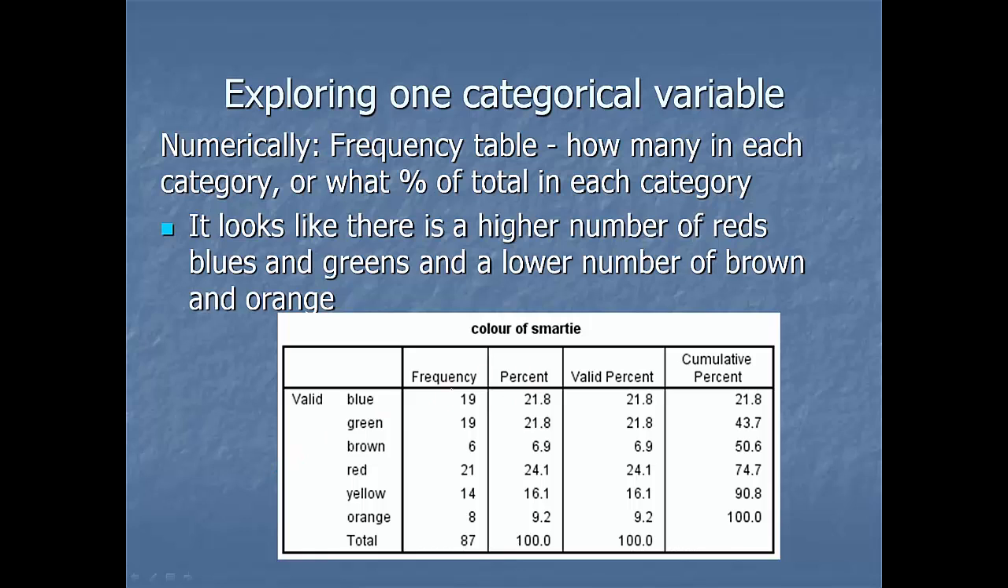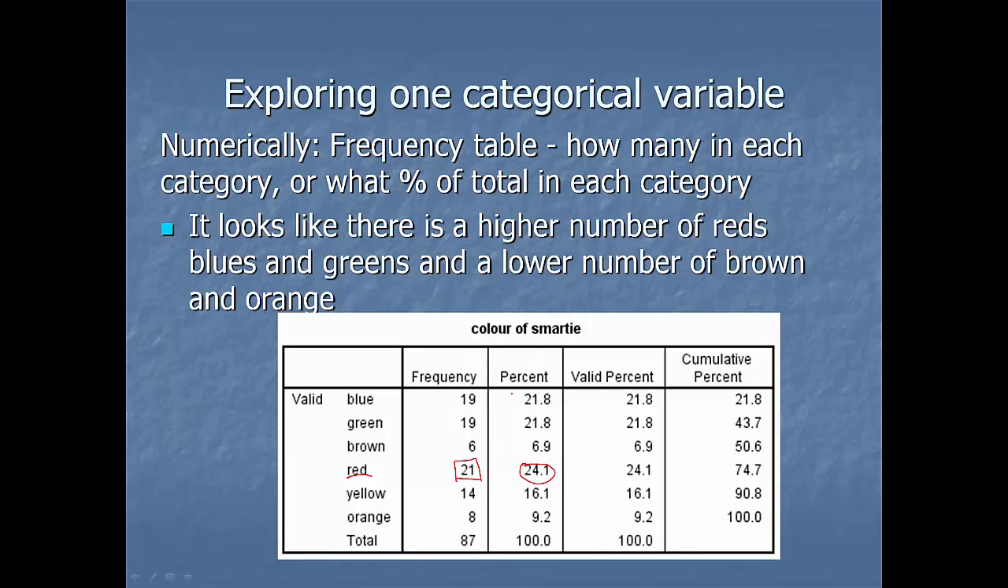So when we look at red ones, we can see there are 21 Smarties, which is the highest number of any of them. This is a total. It looks like there are more red Smarties, definitely more than there are brown. And that represents a percentage of 24% compared to 6.9. Definitely more red than brown. Red and green pretty close. Red and blue pretty close.